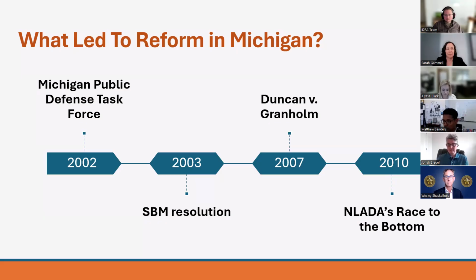A couple of key moments led to change. In 2002, a core group of criminal and juvenile justice professionals formed what was called the Michigan Public Defense Task Force. That task force developed a model plan for the state's indigent defense services. From that, in 2003, the State Bar of Michigan adopted a resolution that encouraged the legislature to establish a commission with the responsibility of investigating indigent defense services in the state and making recommendations for improvement.